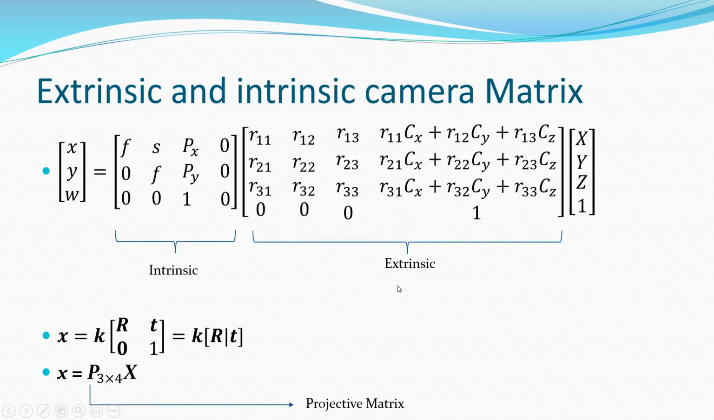So that's one thing. Next, we saw about the extrinsic and the intrinsic camera matrix. These two matrices help us to convert our world coordinate, that is capital X, capital Y, capital Z, to a camera coordinate, that is small x, small y, and w. This is a homogeneous system. So this maps the 3D world to the 2D image.